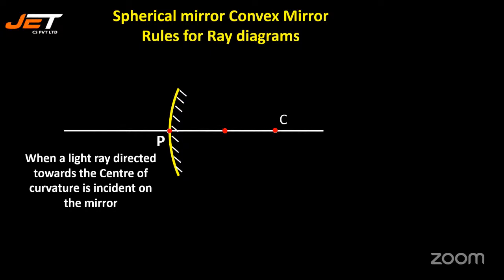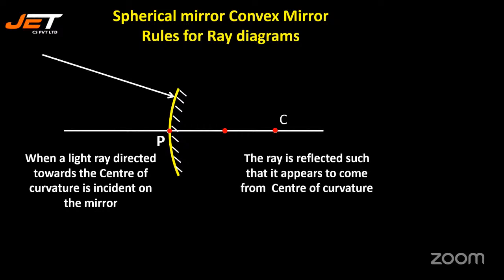A ray directed towards the center of curvature, incident on the mirror, will hit the mirror perpendicularly. Thus, it will get reflected such that it appears to pass through the center of curvature. All right.